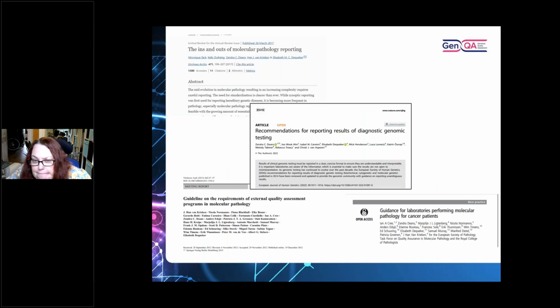So next slide. There are lots of different guidance documents out there about what should be in a molecular pathology report, and actually what should be in a genomic report. And these are generally guidelines, and they have certain suggestions, and they mainly come up with the common things within the guidance. Recently, some of the members of GenQA have been involved in updating the recommendations for reporting of diagnostic genomic testing results. And these can pretty much be applied to molecular pathology, even though the document doesn't specifically mention molecular pathology.